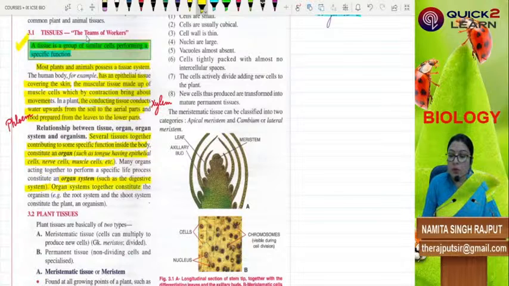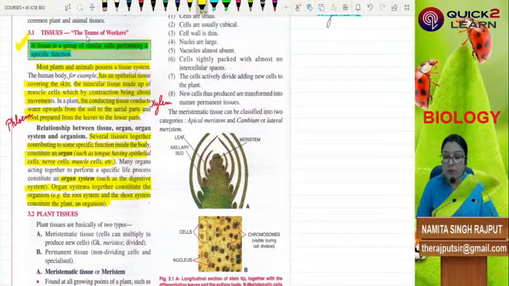Then organ systems together constitute the organism. That is, the root system and the shoot system constitute the plant. Or in the case of human beings, we can say that the digestive system, the circulatory system, the respiratory system, the excretory system, the nervous system, and the skin, the largest organ of our body, together constitute a human being or an individual.